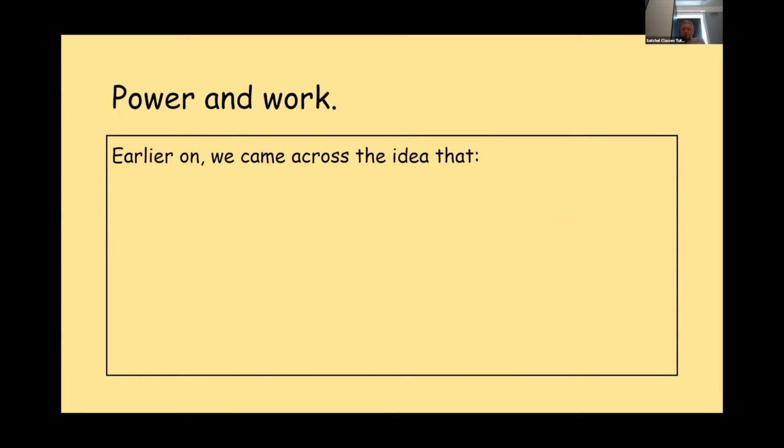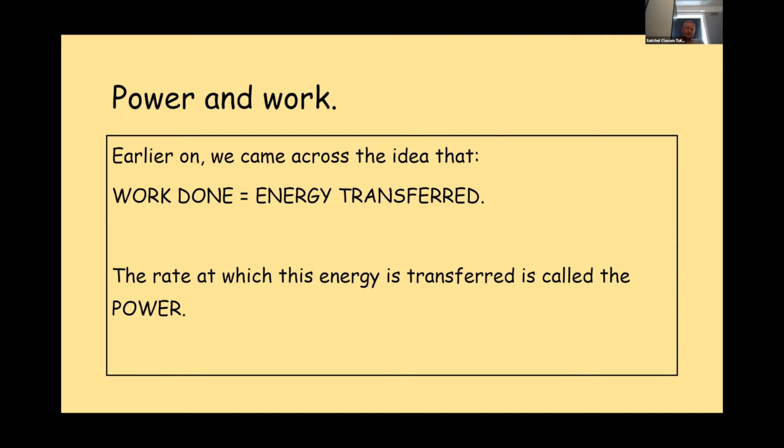Earlier on, when we were talking through the energy done, work done section, we came across the idea that work done is equal to the energy transferred. The rate at which energy is transferred is called the power. Rate is a word that most people don't tend to get. They confuse it with speed, and it is a kind of speed if you like. It's how fast something changes per second. So the rate at which energy is transferred per second is the power.